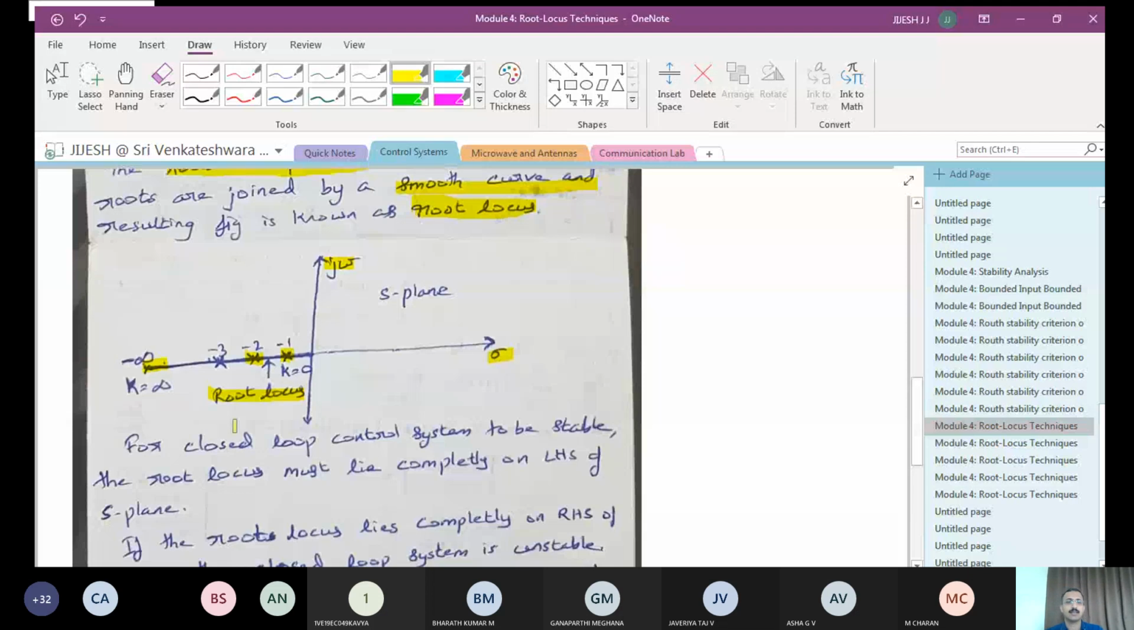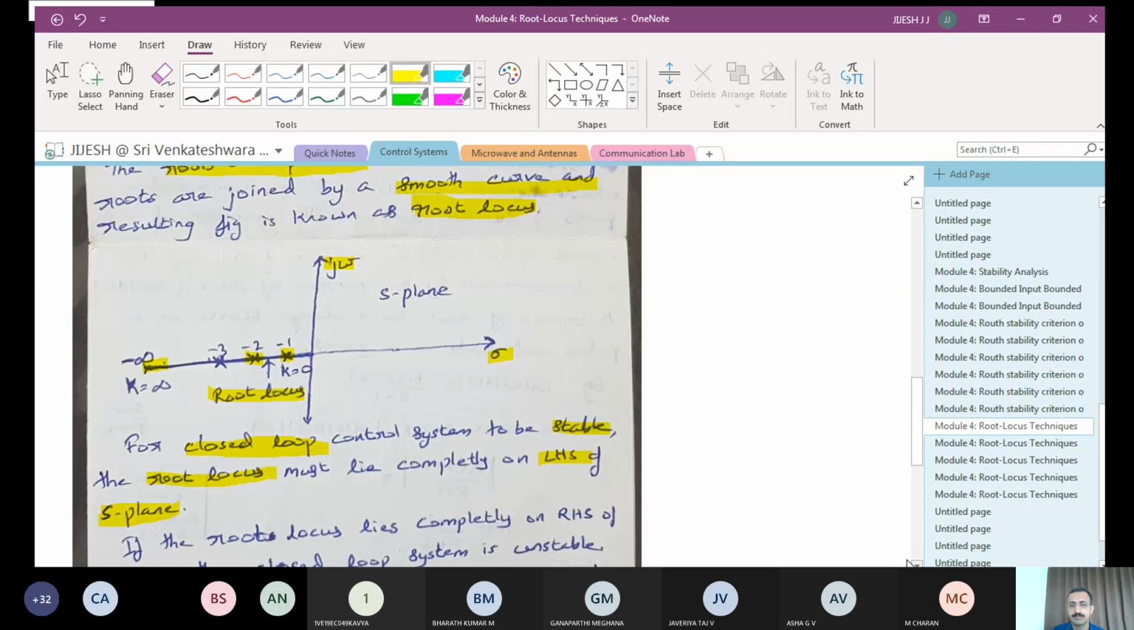So you can just write down, for a closed loop control system to be stable, the root locus must lie completely on the LHS of the S-plane. So if it lies on the LHS of the S-plane, then you can say that the system is stable.